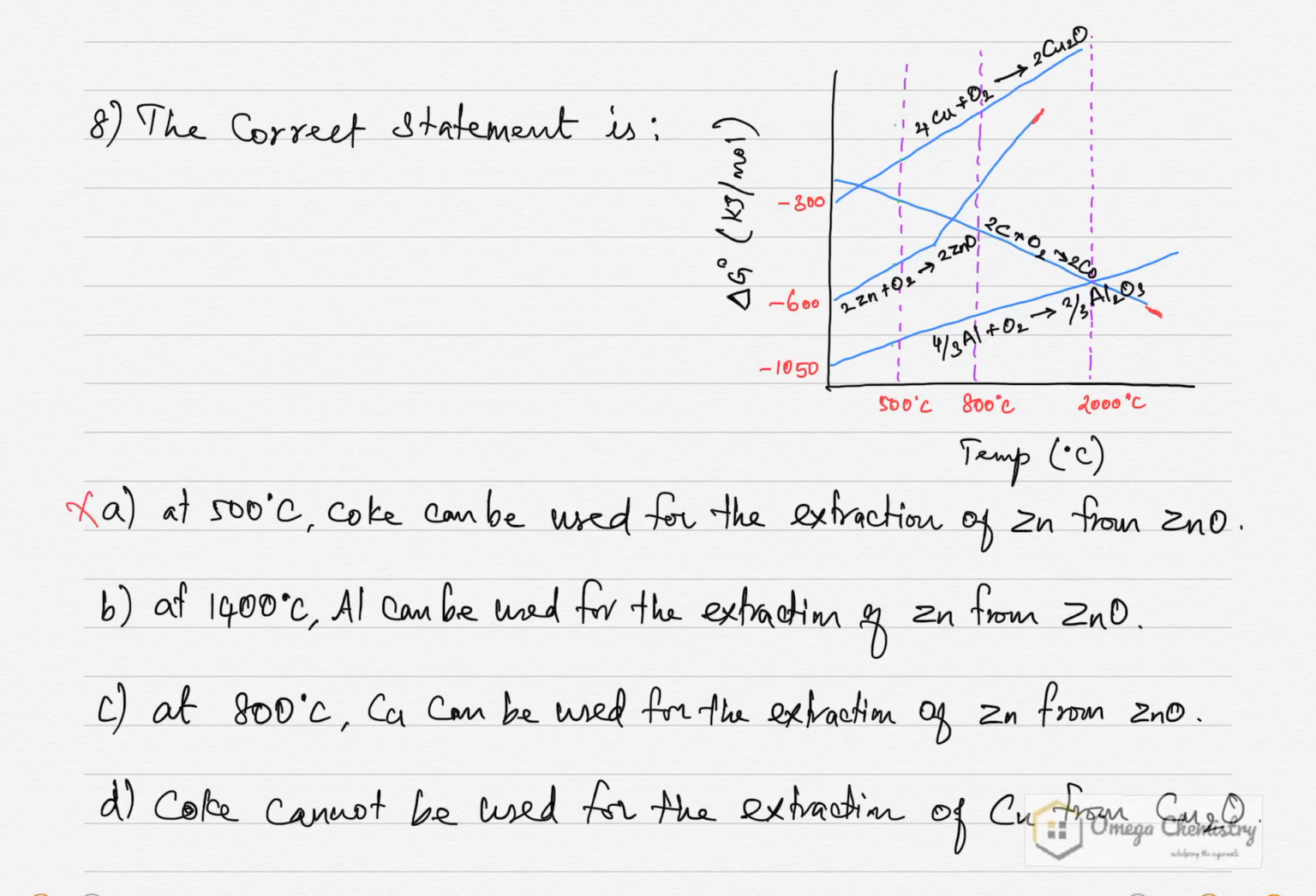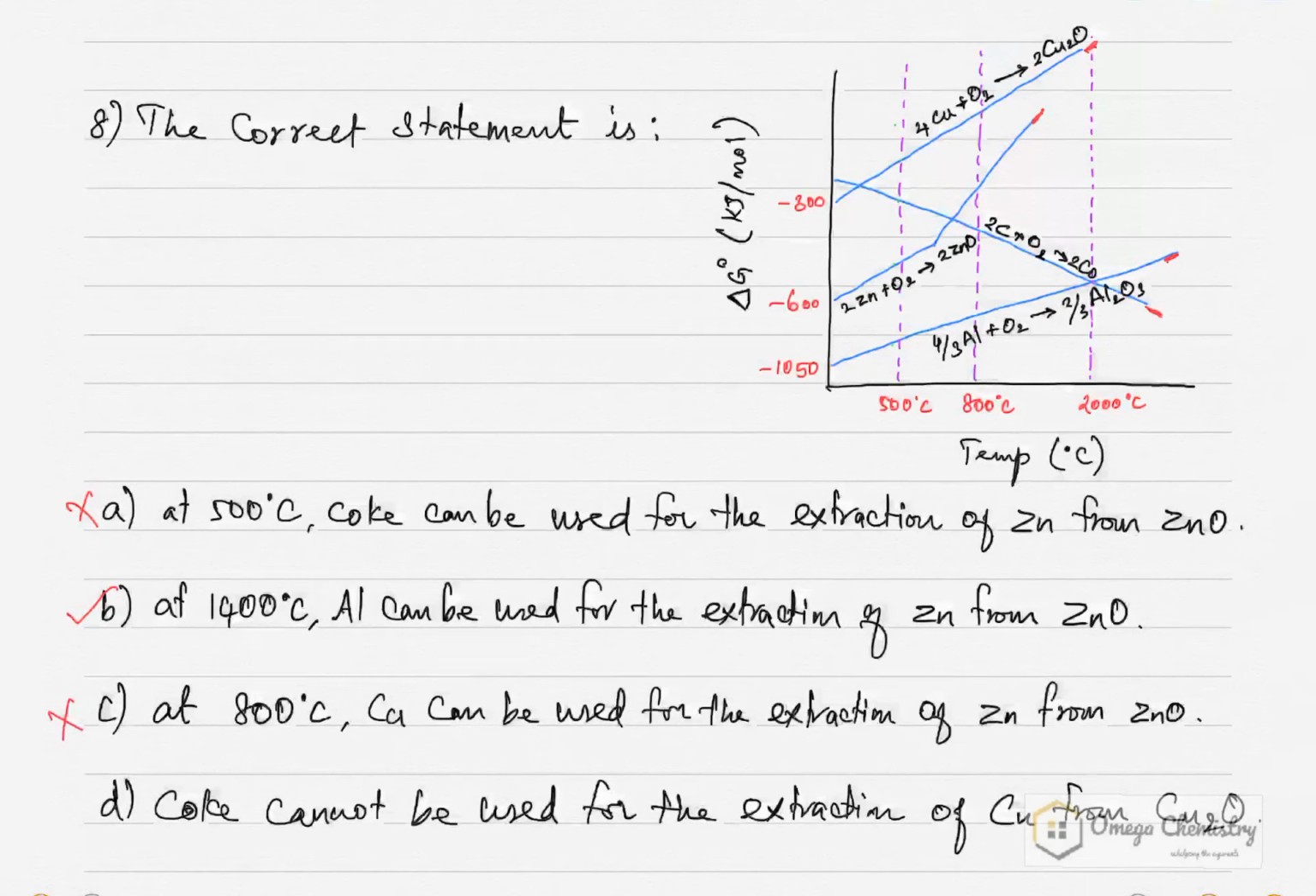Second one, at 1400 degrees Celsius, aluminium can be used for the extraction of zinc. At 1400, my aluminium curve is always below the zinc curve, which means aluminium can reduce zinc, which means B is the right answer. Let me check the other 2 options also. At 800 degrees Celsius, copper can be used for the extraction of zinc. Copper curve is here, but copper is always above the zinc curve, which means it cannot reduce. So option C is wrong.